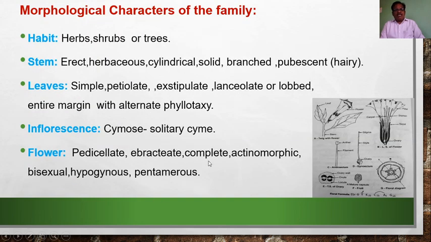Then morphological characters of the family. When we observe the morphological characters, the habit, how these plants look. When you take the example of Datura, it is a herb. When we take the example of other plants, they are found in the form of shrubs or trees. But Datura is a small plant, found in the form of an herb. A very small plant.